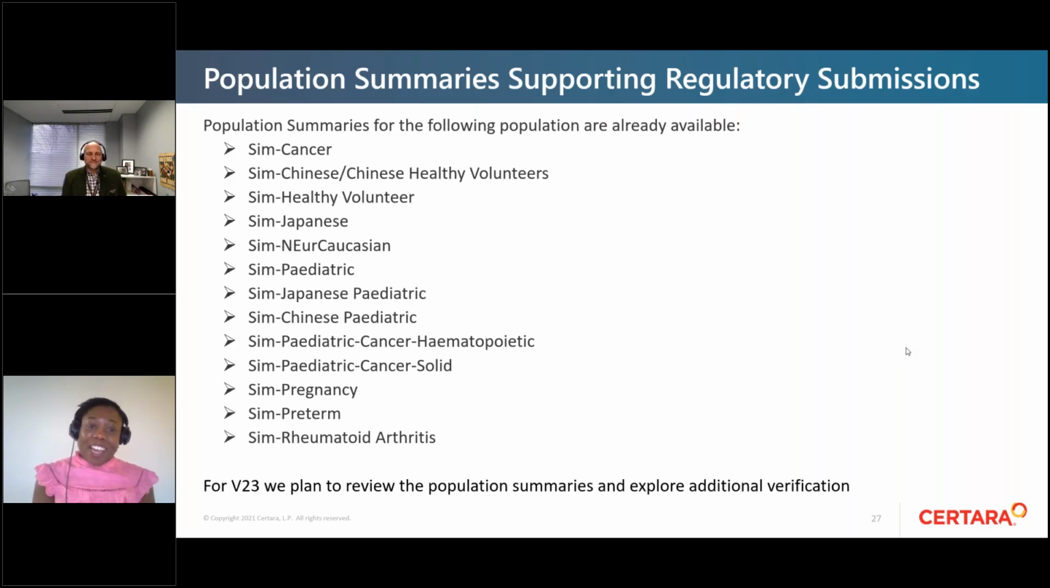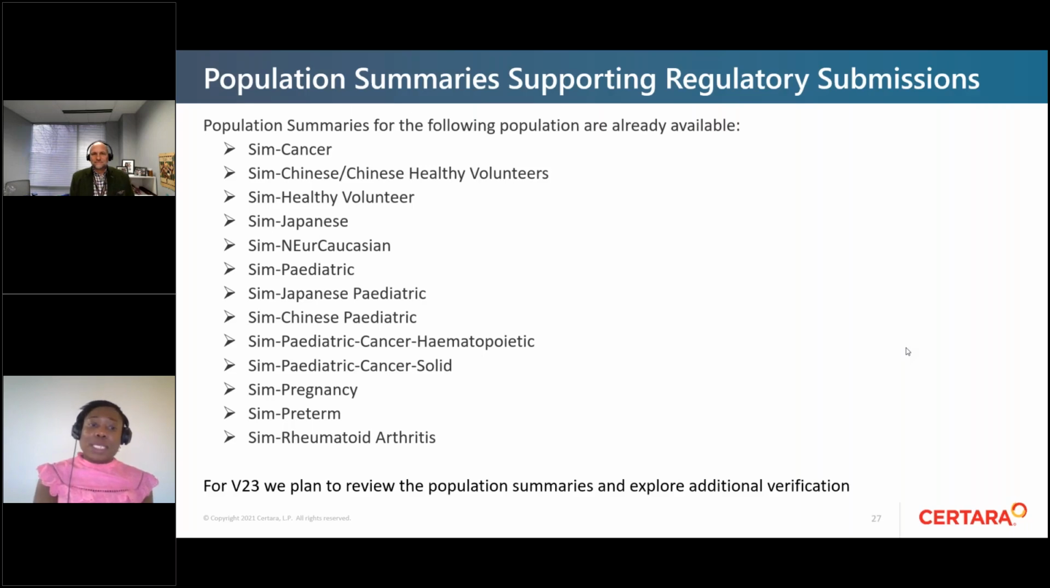Okay. And then just to highlight what Jean said previously, we also try to prepare population summaries for these different populations that highlight, first of all, the physiological parameters that have been implemented in building these populations, but also contain some performance verification of this population against certain Simcyp compounds.